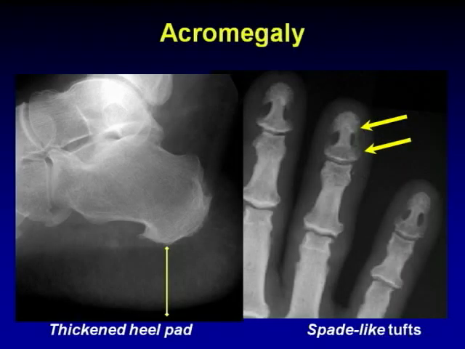Okay, well, take a look at this one. Check it out. Thickened heel fat pad, heel spurs, spade-like tufts. These findings in the acral or distal regions are consistent with everyone? Acromegaly. Very good.